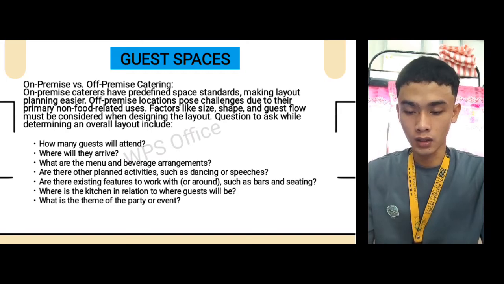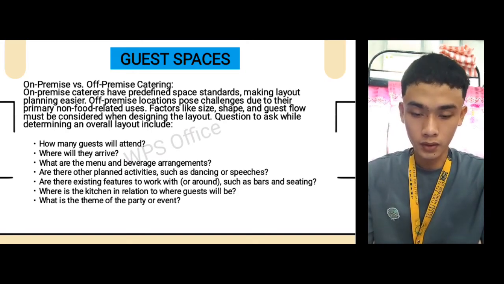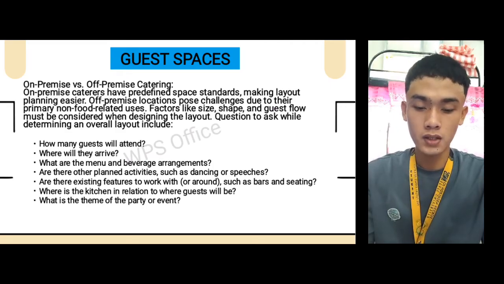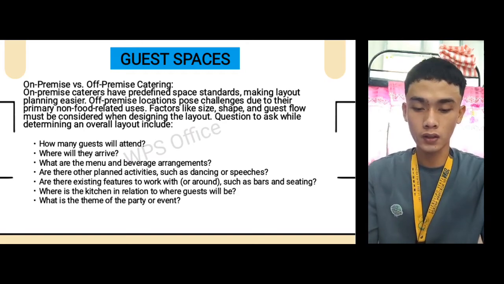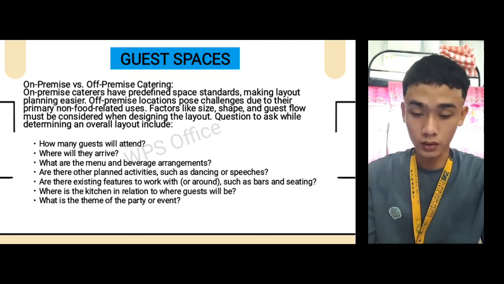Guest spaces: on-premise versus off-premise catering. On-premise caterers have predefined space standards, making layout planning easier. Off-premise locations pose challenges due to their primary non-food-related uses. Factors like size, shape, and guest flow must be considered when designing the layout. Questions to ask when determining an overall layout include how many guests will attend, where they will arrive, and what the menu and beverage arrangement is.